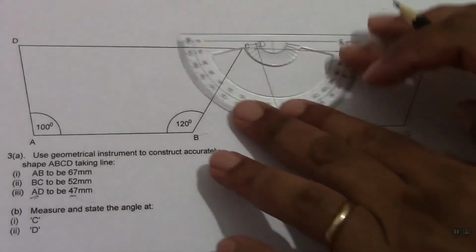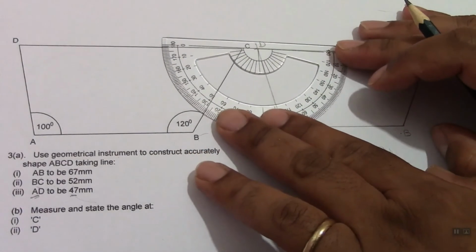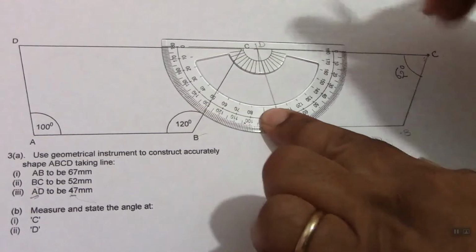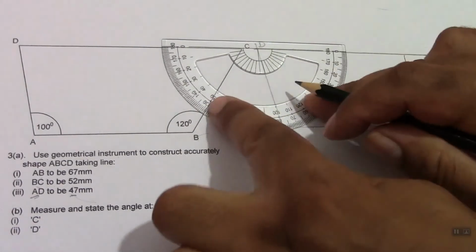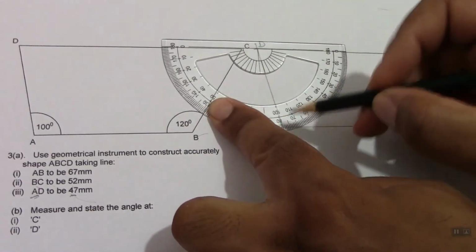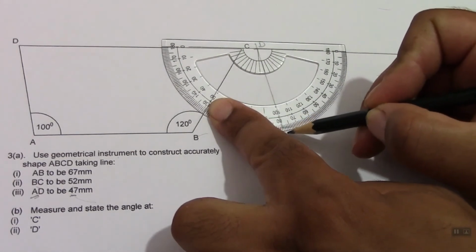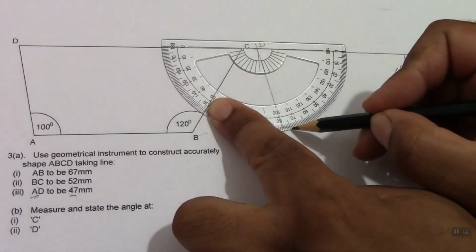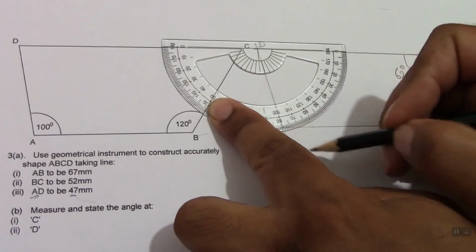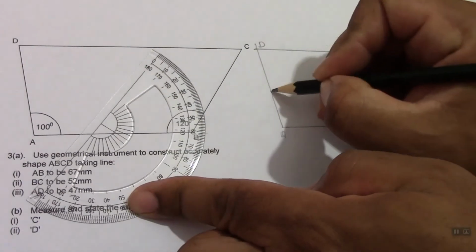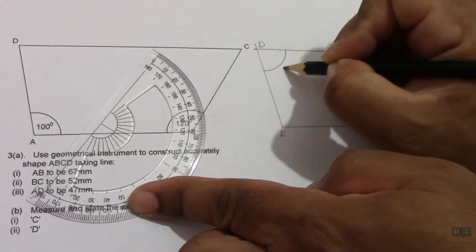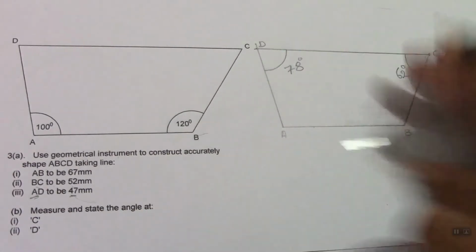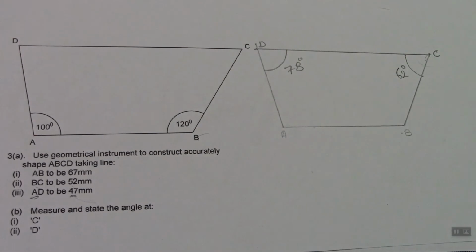Okay, I can measure here also from point D. So put the center of the protractor on D. So starting from 0, I can count. It makes 70, 1, 2, 3, 4, 75, 6, 7, 8. So 78. So this angle is 78 degrees. Okay, so this is another shape drawn accurately using geometrical instruments.